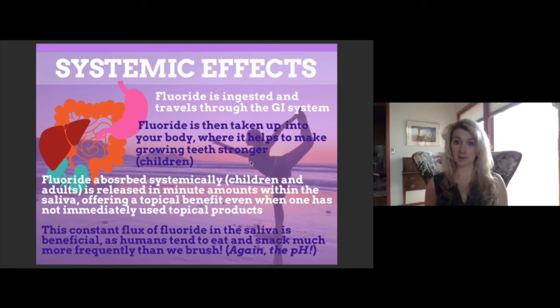It is absorbed systemically through the whole body in children and adults, and it's actually released in small, small amounts within the saliva that we just talked about, offering an actual topical or local benefit even when one has not immediately used products such as toothpaste or mouth rinses. This constant flux of fluoride in the saliva is really beneficial, and that's what actually keeps our teeth so strong. We as humans tend to eat and snack often, so having this fluoride systemically in our bodies from a little bit of tap water actually is a huge, huge benefit to keeping our teeth strong and healthy.